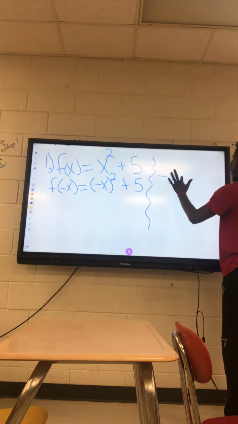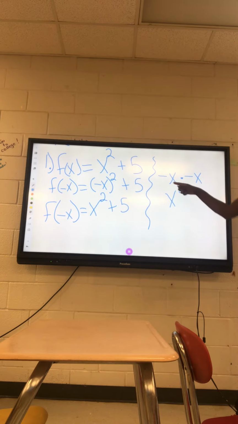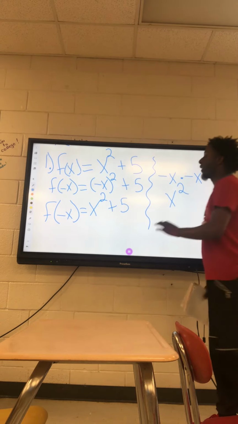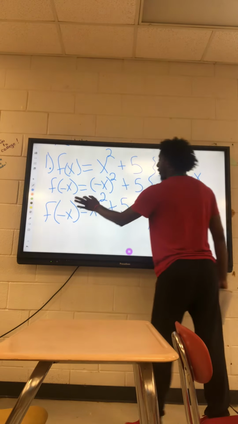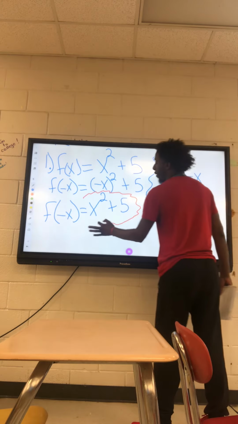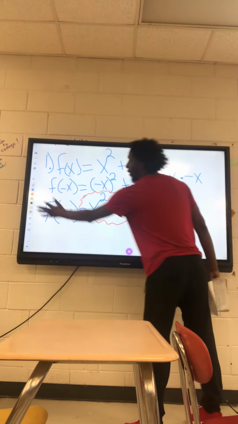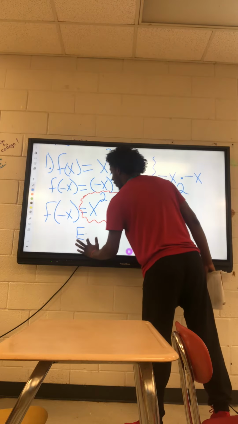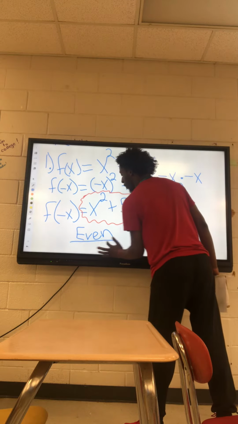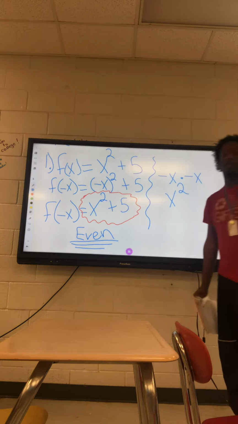So f of negative x is still going to bring you right back to your initial problem. We worked it out. We put negative x inside of everywhere we see x. So once we did that, we did work out negative x times negative x, and that brought us back to x squared. So since this is our initial answer, this would be an even function.